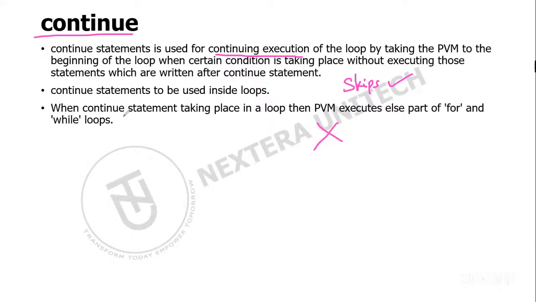But one more important difference: when we use the continue statement in a loop, the else part for either a for loop or a while loop gets executed. In case of break, the else block will not get executed. But in case of continue, it executes the else block, whatever the loop might be, either a for loop or a while loop. So I'll take an example and explain how the continue statement works.